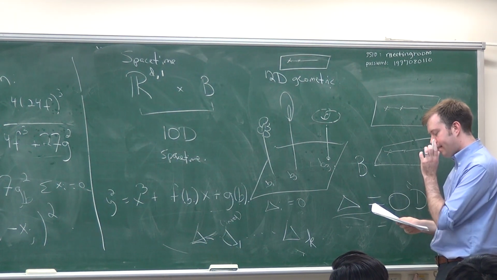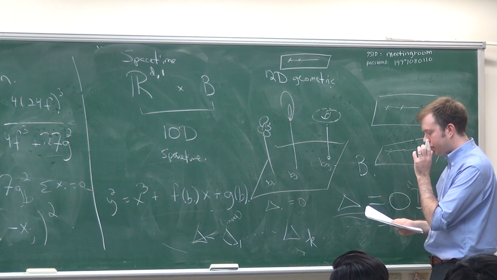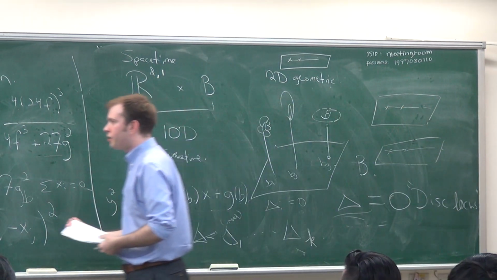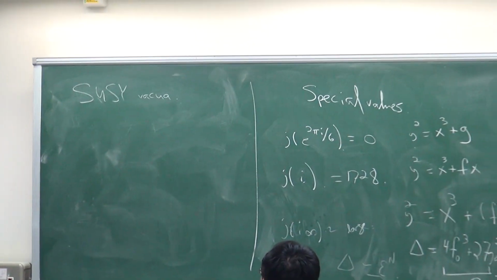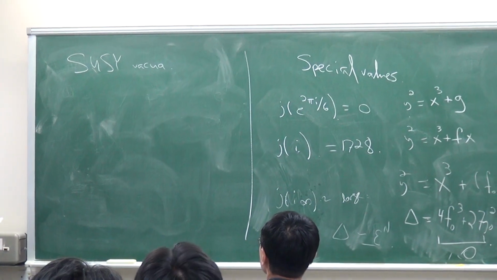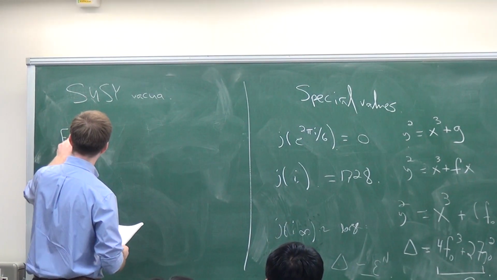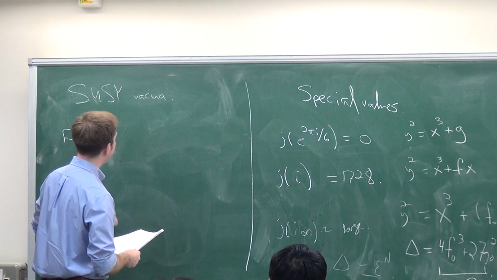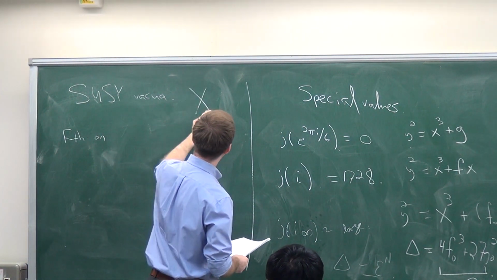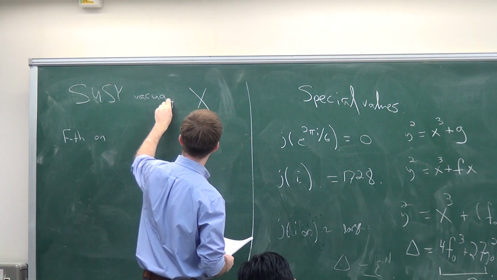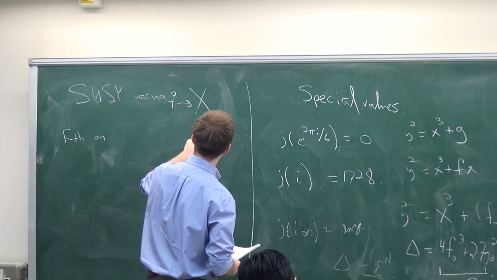Okay, so let's say we want supersymmetry. How can we count how many supersymmetries we have in the system? I'm going to tell you a shortcut. There are various ways of doing this. I'm going to tell you the maximally lazy way, which I like. We're going to consider F theory on X, where X is the total space associated with this fibration.